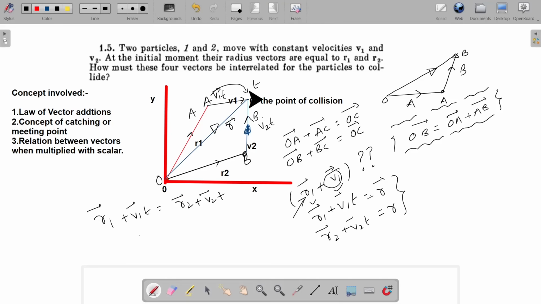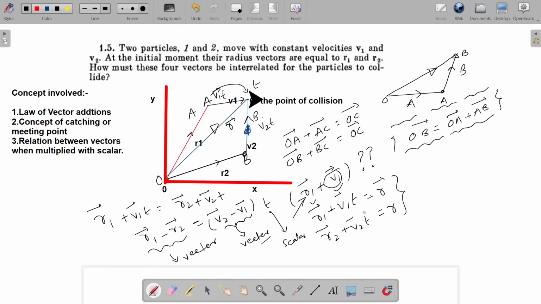Now just, R1 minus R2 is equal to V2 minus V1. Now friends, you see this is the difference of two vectors, right? So it will be ultimately a vector. Again, this is a difference of two vectors. The resultant will be a vector. But this time is the scalar.